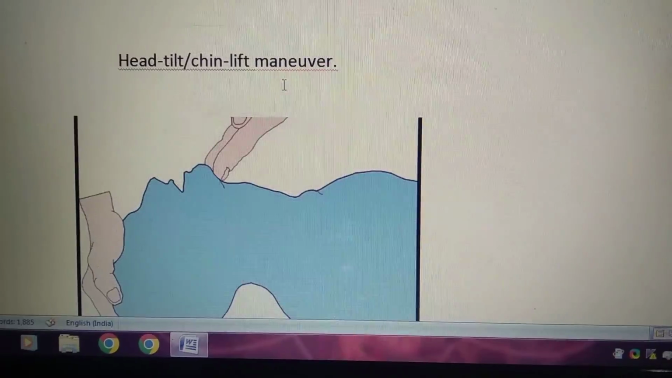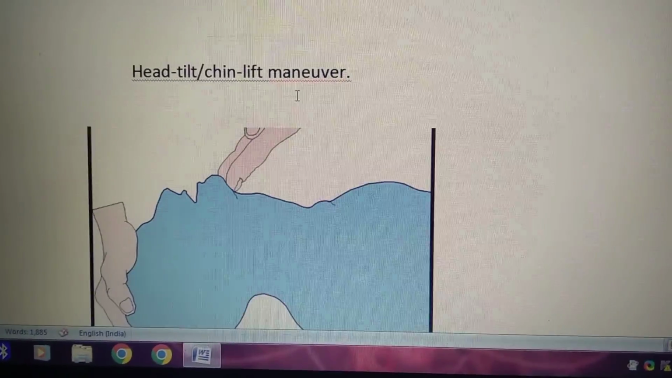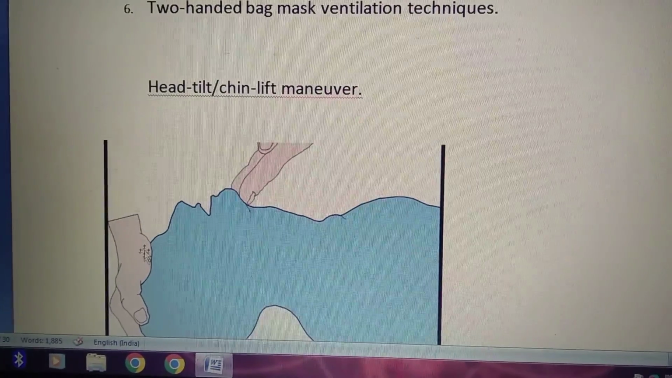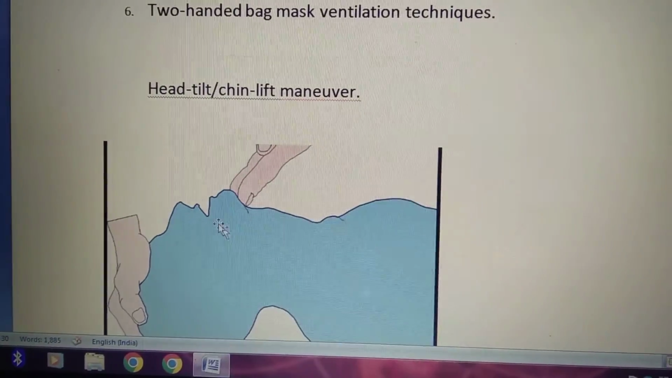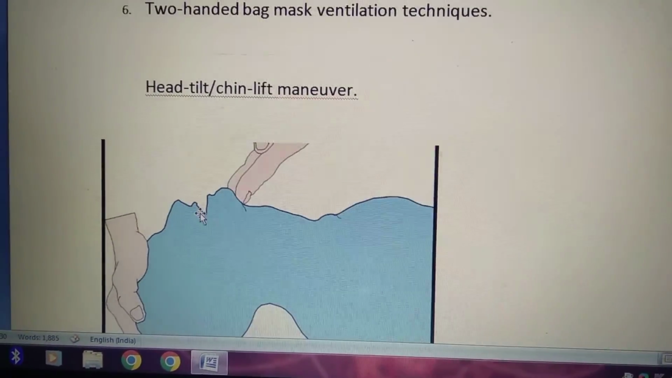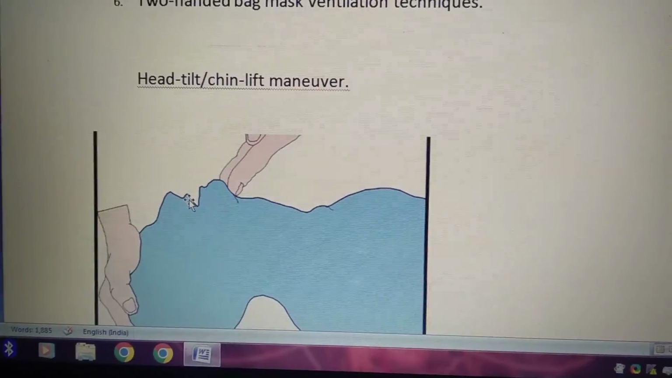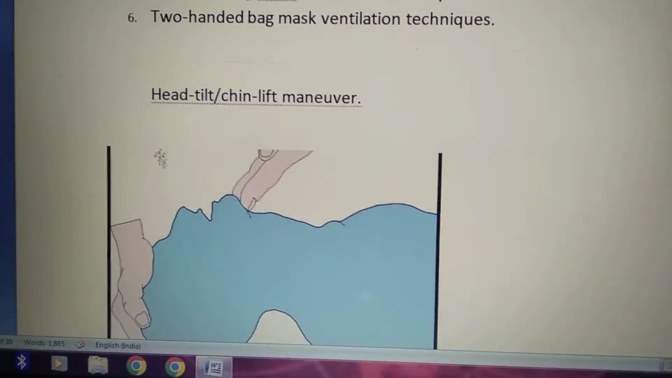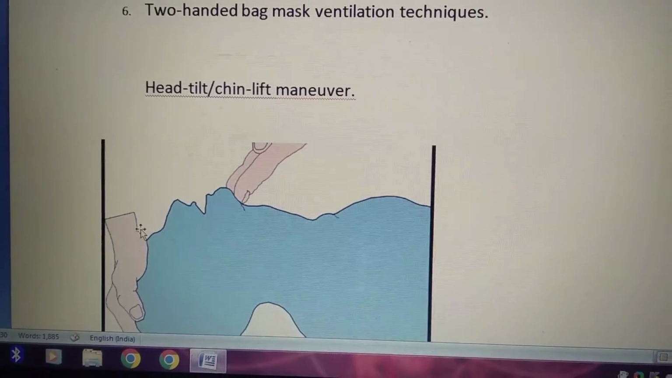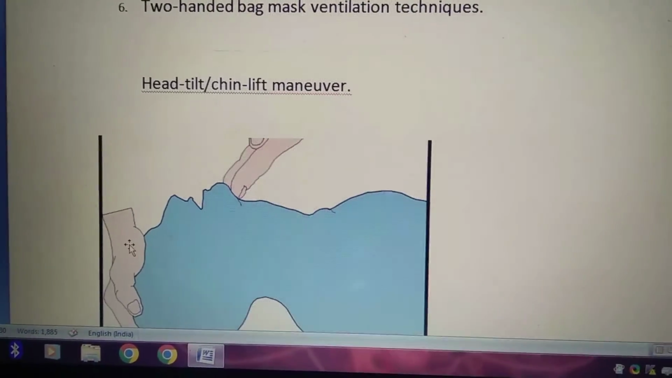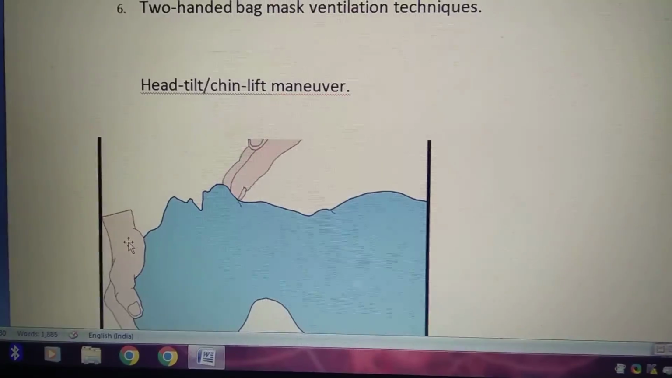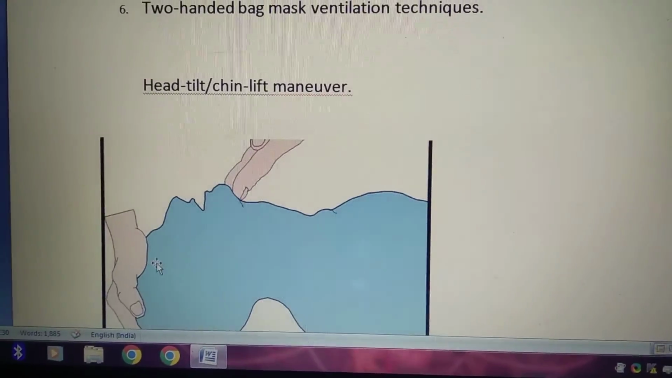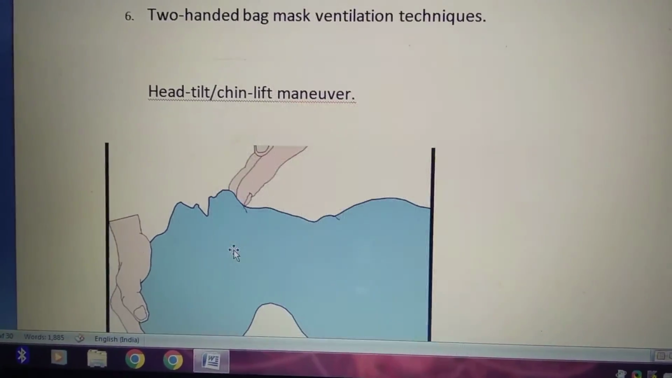So what is this head tilt chin lift maneuver? As the name suggests, this is for an unconscious patient who is not able to breathe, okay? First we should look for any secretions or any foreign body. If it's visible, we can pull it out with our fingers. Otherwise, we have to do this procedure. We keep one hand on the forehead of the patient and tilt the head so that the airway becomes straight here.